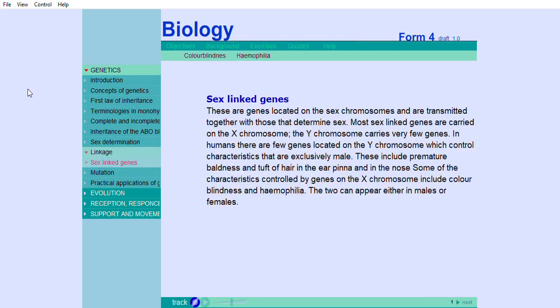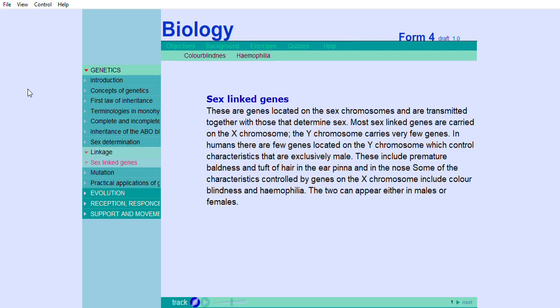Sex-linked genes. These are genes located on the sex chromosomes and are transmitted together with those that determine sex. Most sex-linked genes are carried on the X chromosome. The Y chromosome carries very few genes. In humans, there are few genes located on the Y chromosome which control characteristics that are exclusively male. These include premature baldness and tuft of hair in the ear pinna and in the nose.